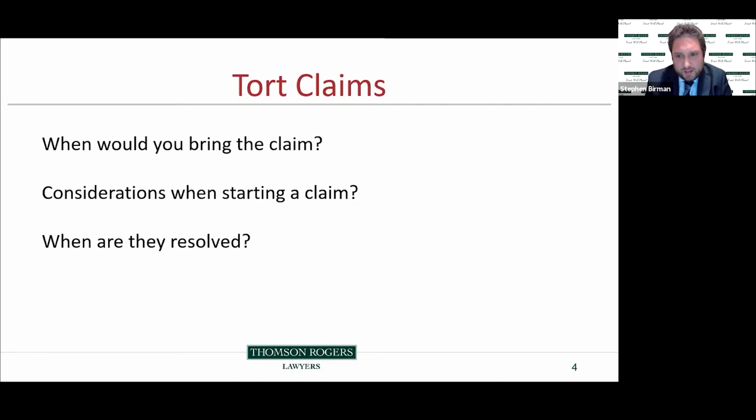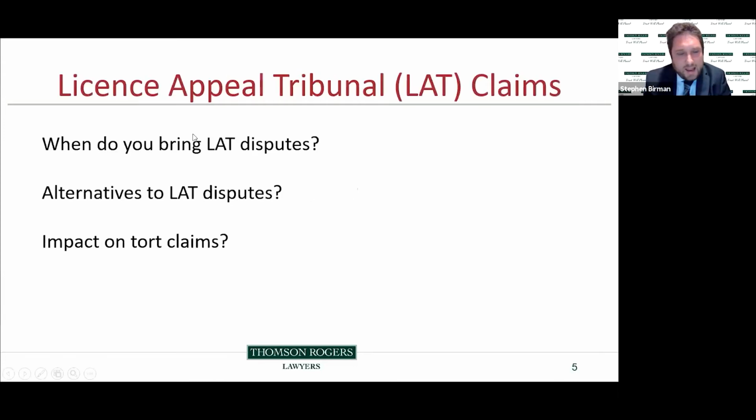And I say that in the context of both tort claims and LAT claims, which I'm going to get to on the next slide. If I can get to the next slide. Really knowing the client and what their objectives are. What is their appetite for litigation? What is going to be best for them?